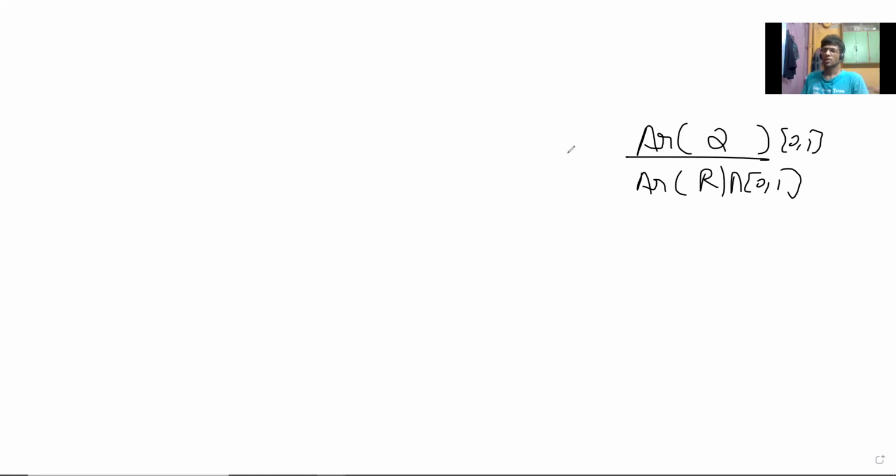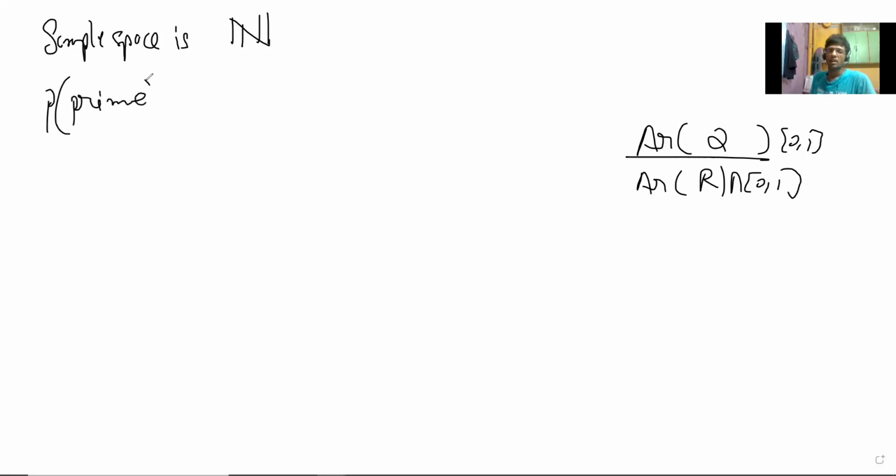And there are many other things like this. Like if your sample space is a set of natural numbers, and the question is: what's the probability that a number is prime? Then how would you do it? Again, both the sets are infinite. So how would you do it? You cannot take infinite by infinite, right? Let's say the probability that a number is prime. Well, don't ask me the answer to this question.